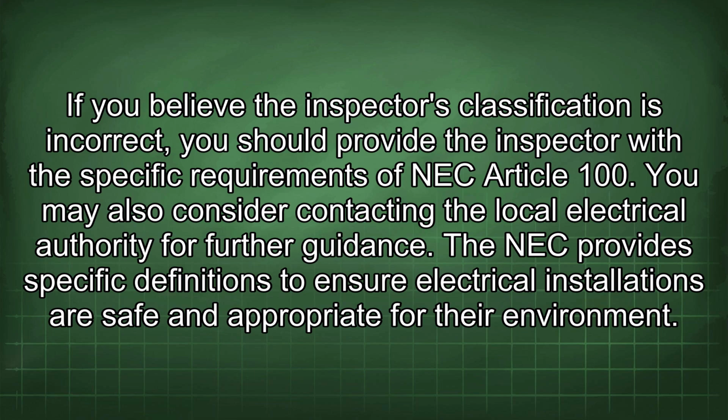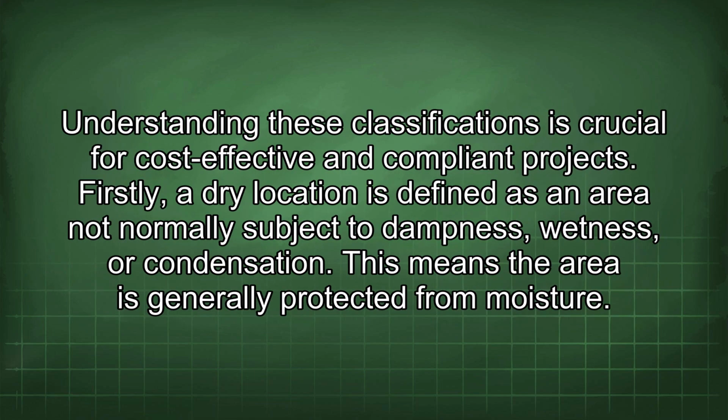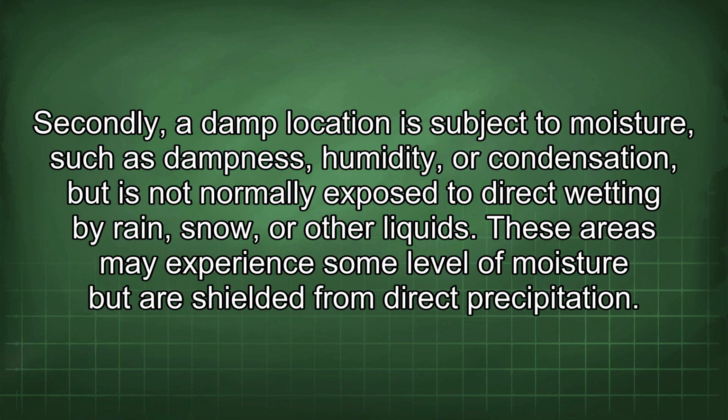The NEC provides specific definitions to ensure electrical installations are safe and appropriate for their environment. Understanding these classifications is crucial for cost-effective and compliant projects. Firstly, a dry location is defined as an area not normally subject to dampness, wetness, or condensation. This means the area is generally protected from moisture. Secondly, a damp location is subject to moisture, such as dampness, humidity, or condensation, but is not normally exposed to direct wetting by rain, snow, or other liquids. These areas may experience some level of moisture but are shielded from direct precipitation.